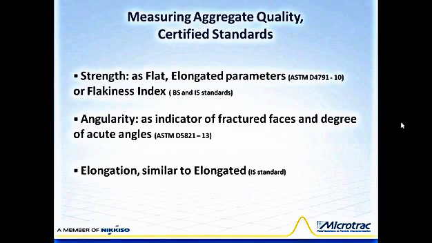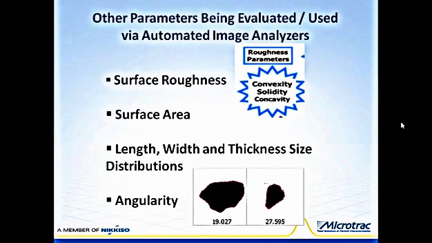Aggregate certified standards measure load-bearing strength as flat elongated parameters in ASTM D4791 or flakiness index in the British and Indian standards. Angularity as an indicator of fractured faces and sharp angles is from ASTM 5821. Elongation, like elongated, is from the Indian standard. All the parameters in the three standards discussed can be measured by 3D image analysis.